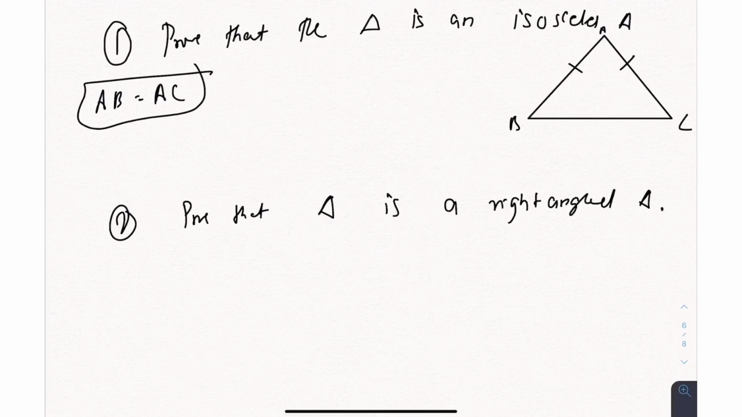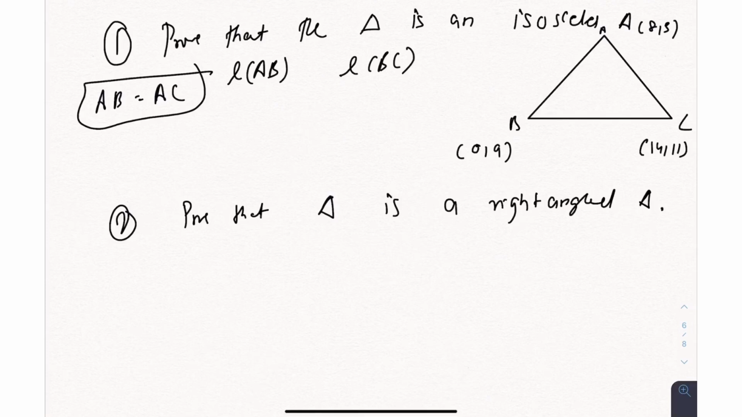So obviously the coordinates will be given to you. Suppose this is 8,3, this is 0,9, and this is 14,11, and it's not given that AB is equal to AC. So to prove the triangle is isosceles, we are going to find the length of AB, AC, and BC, and check which two lengths are equal in dimensions. I hope this part is clear to you.